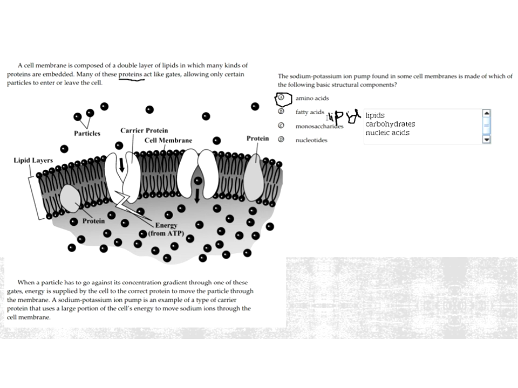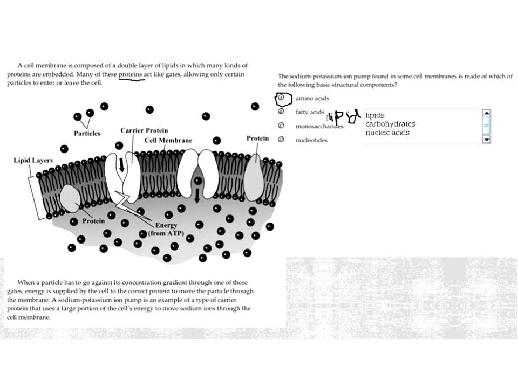So in here we know that it tells us that the proteins act like gates, and down in this part it tells us that a sodium-potassium pump is an example of a type of carrier protein that uses a large portion of energy to move sodium ions through the cell membrane. So it tells us that it's a protein. So that is how we came to the answer as being A, amino acids, because we know that amino acids are the building blocks of proteins.